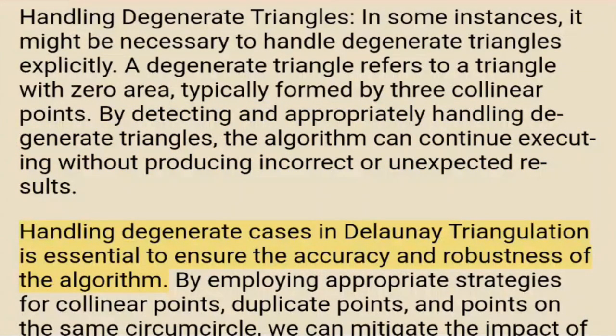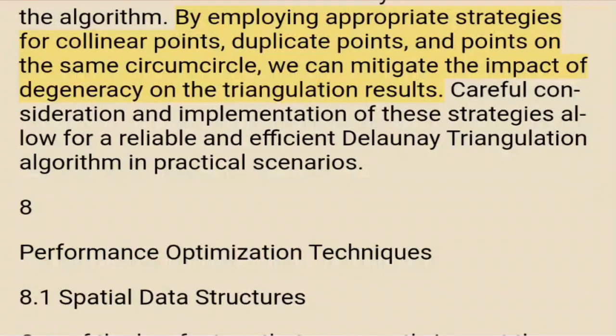Handling degenerate cases in Delaunay triangulation is essential to ensure the accuracy and robustness of the algorithm. By employing appropriate strategies for collinear points, duplicate points, and points on the same circumcircle, we can mitigate the impact of degeneracy on the triangulation results. Careful consideration and implementation of these strategies allow for a reliable and efficient Delaunay triangulation algorithm in practical scenarios.